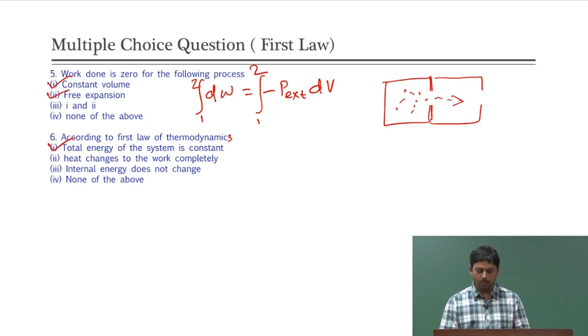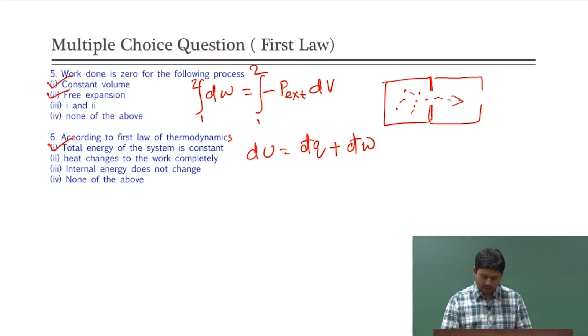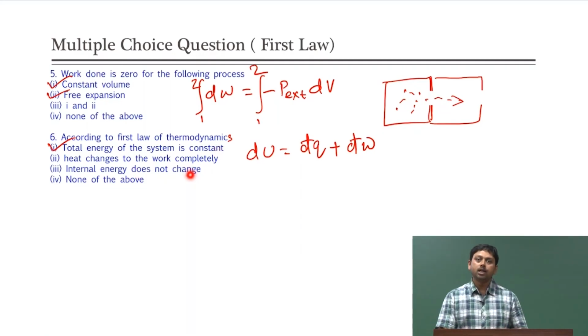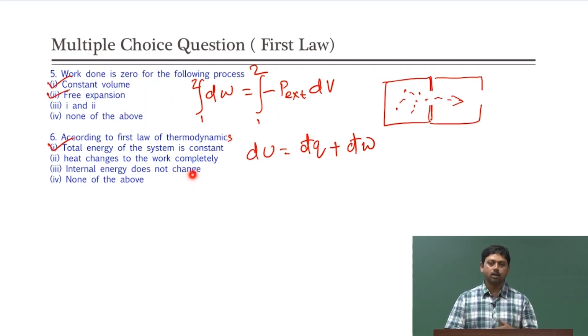Second one, heat changes to work completely, it is not true, because you know that the change in internal energy is equal to change in heat plus work done. So, therefore, heat cannot change completely, because there are some processes in which internal energy of the system will change. So, this second one cannot be true, and internal energy does not change is not true, because internal energy may or may not change depending on the process. For ideal gas, we know that if temperature does not change, then internal energy will not change. However, that is not true for other systems.